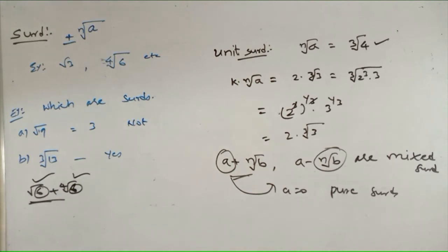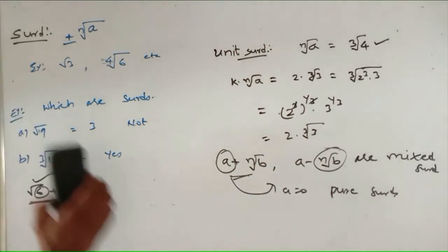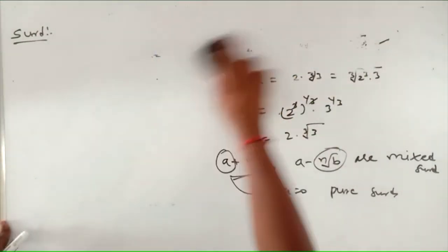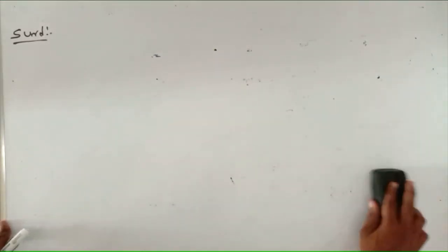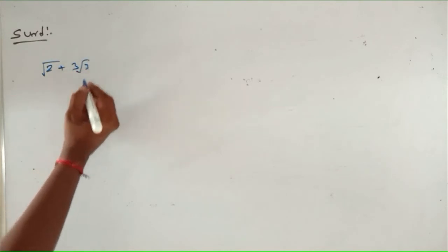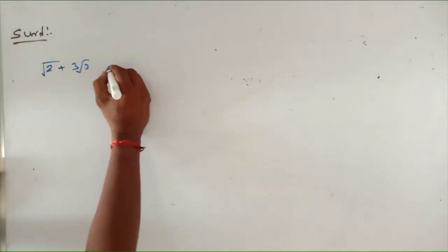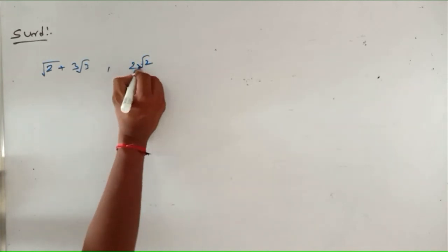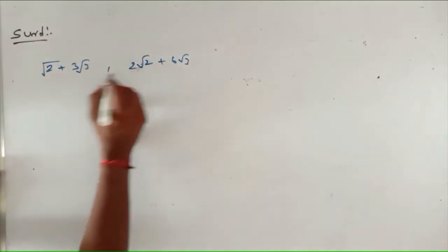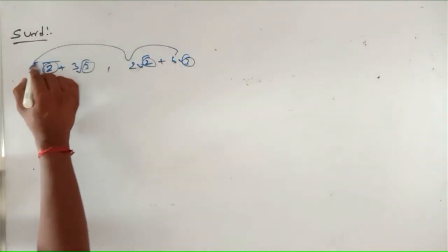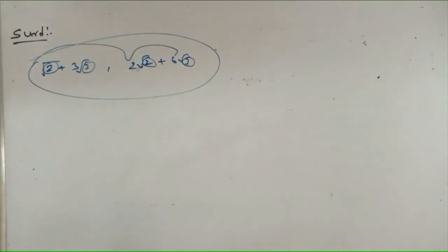The next one is similar surds. If two surds have different multiples and have the same surd, then these are called similar surds. Example, I am taking square root of 2 plus square root of 3, and I am comparing these to square root of 2 into root 2 plus 6 into root 3. See here, under root 2 is there, under root 2 is there, and under root 3 is there, under root 3 is there, but the multiples are different. So these are called similar surds.